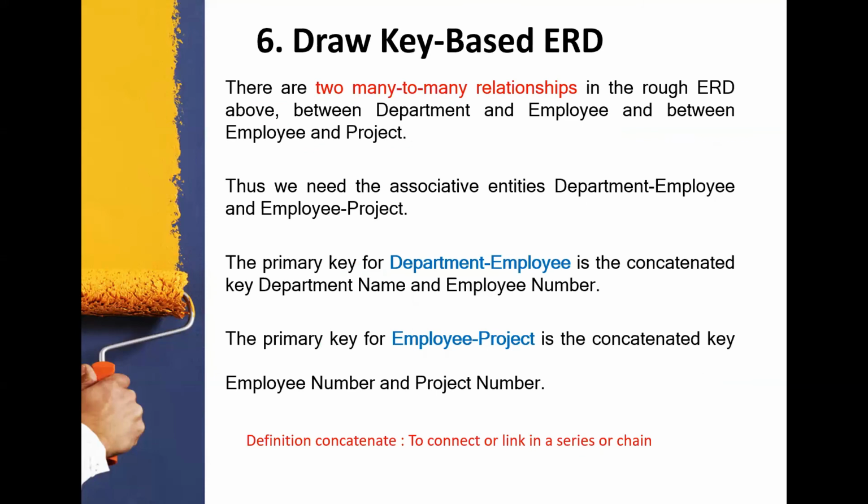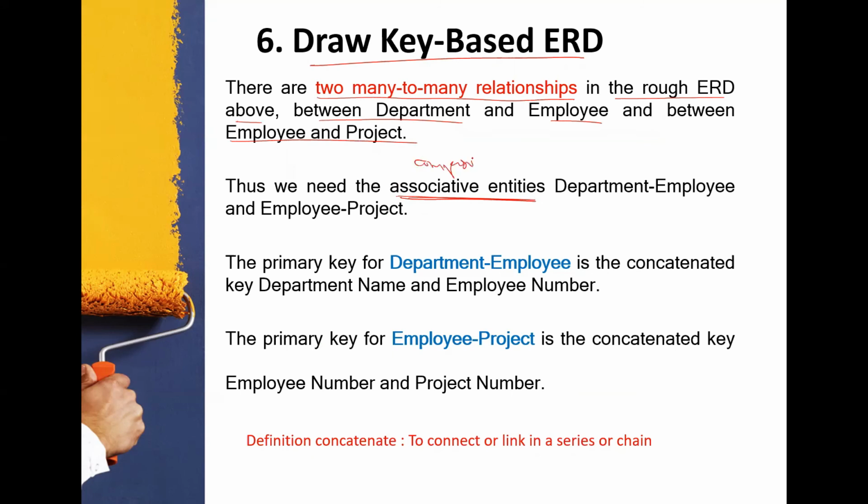Okay, kat sini dah dapat tu, baru kita akan draw key based ERD. There are too many relationships in the rough ERD above, between department and employee and between employee and project. So dia ada many to many. So bila ada many to many, you kena pecahkan dia dan you kena wujudkan associative entity ataupun composite entity.